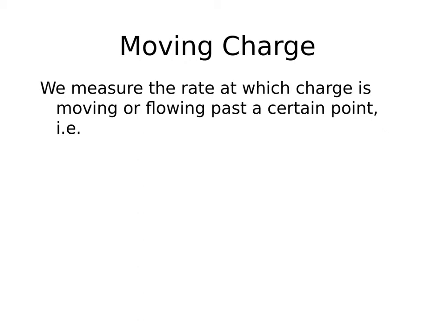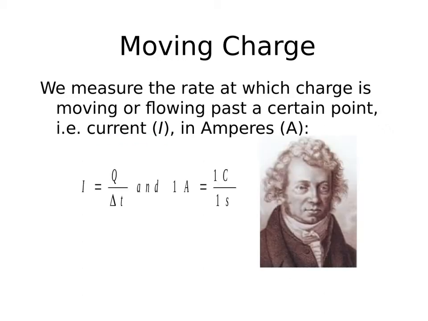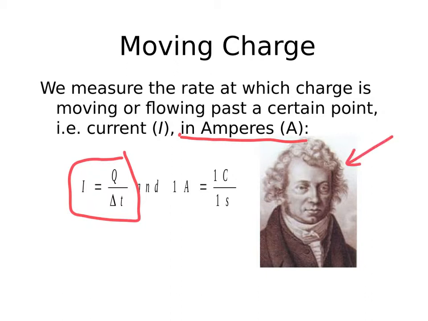If we measure the rate at which the charge moves past a certain point, then we're measuring current. And we use the capital letter I to represent current. We can determine current if we know the amount of charge that's passed a certain point, say in a circuit, in a given amount of time, with this equation. Current is equal to charge divided by time. And current is measured in amperes, named after André Ampère, another French scientist who did lots of work with electricity. 1 ampere is equivalent to 1 coulomb per second.